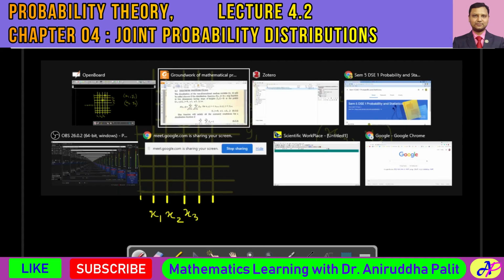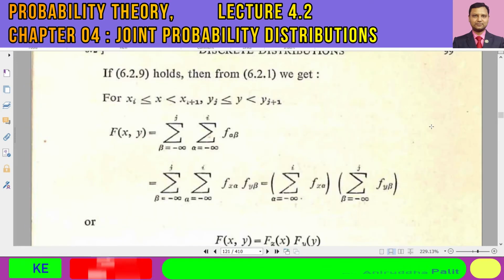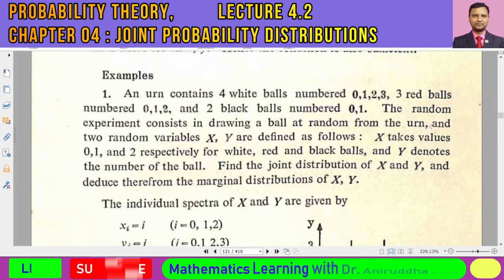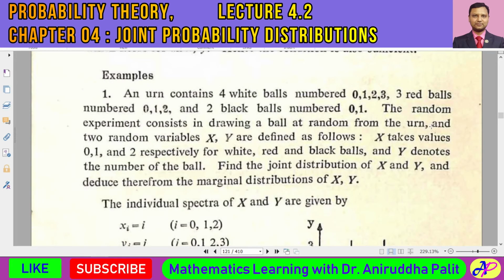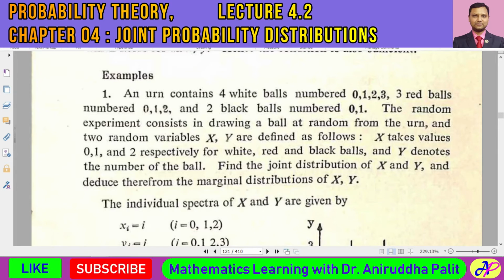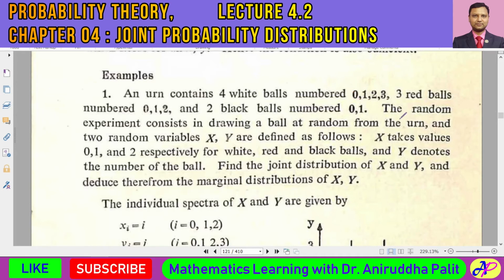Now let me show you an example from the book. I think that would make your idea much more clear. Consider this example. What does it say? It says that an urn contains 4 white balls numbered 0, 1, 2, 3. These are the white balls having numbers 0, 1, 2, 3. And over here we have 3 red balls. Their numbers are 0, 1, and 2, and 2 black balls. Their numbers are 0 and 1.